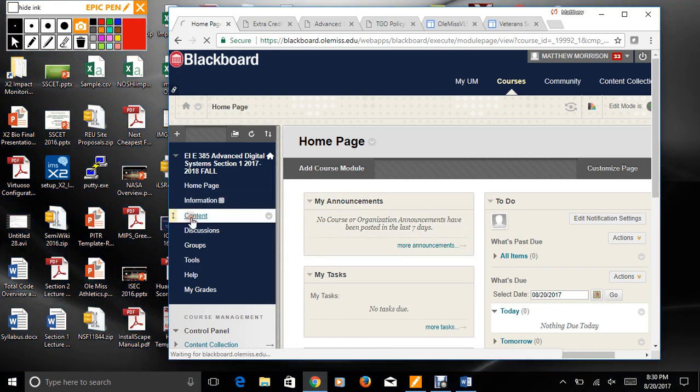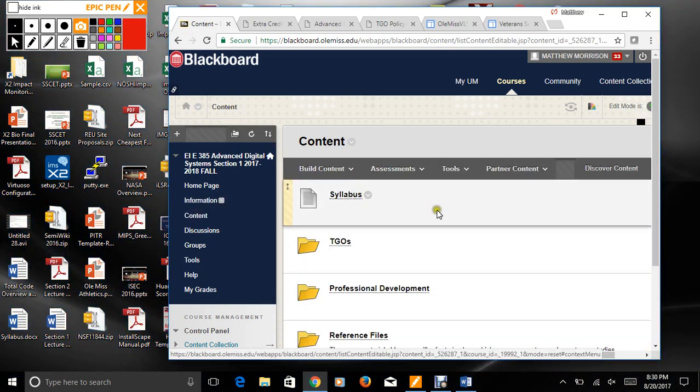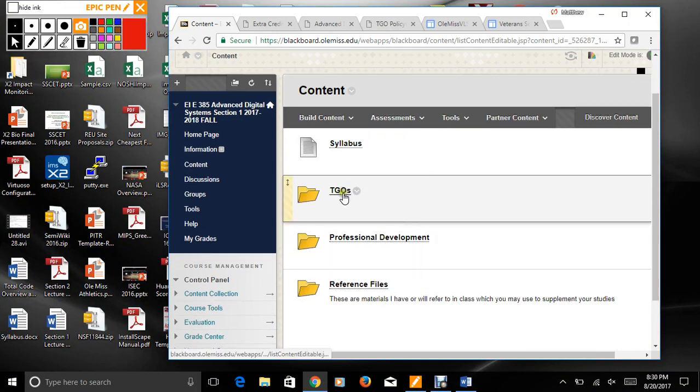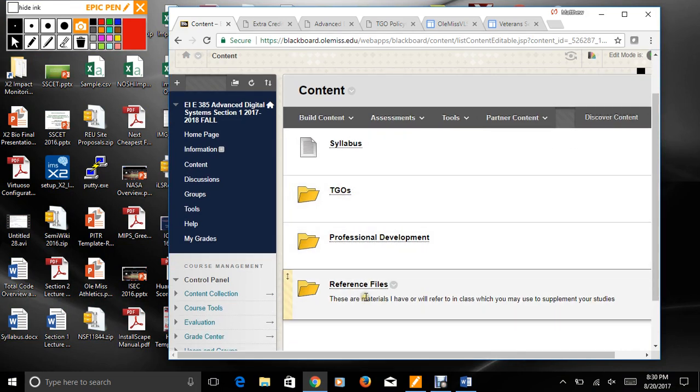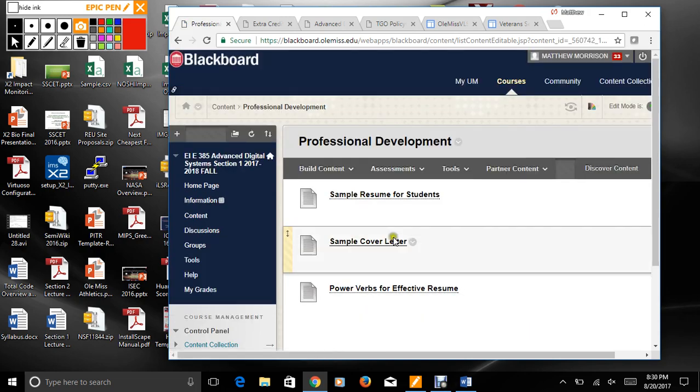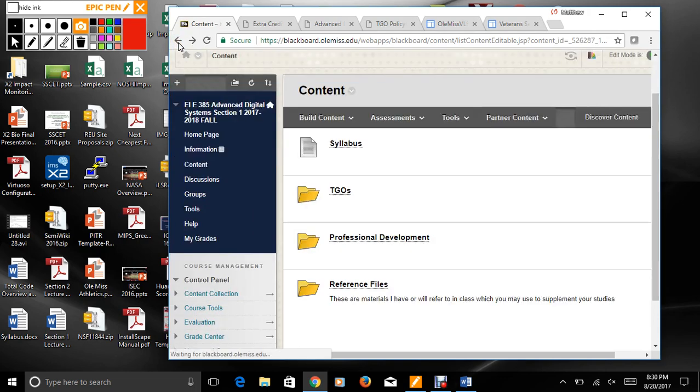If you go into content, you will see that there's syllabus, TGOs, which I'll explain, those are topical guide objectives, and there'll be more information here for a while, but I also have some professional development and reference files. The professional development contains files that teach you how to write a resume, write a sample cover letter, and specifically power verbs for effective resumes, which we'll go over in a lot more detail later on in this course.